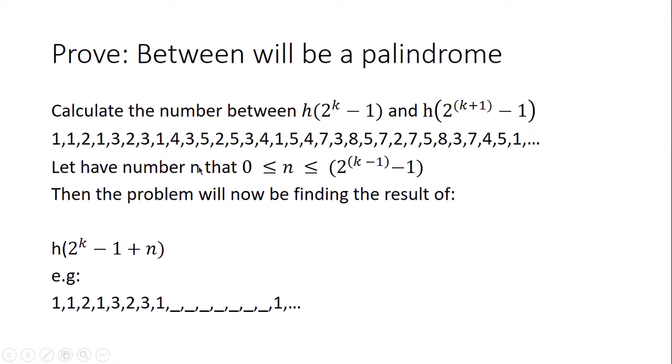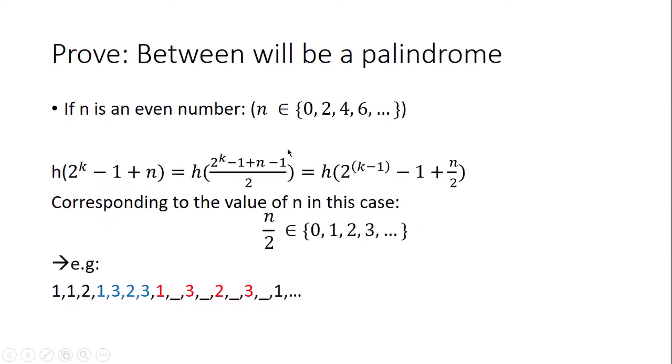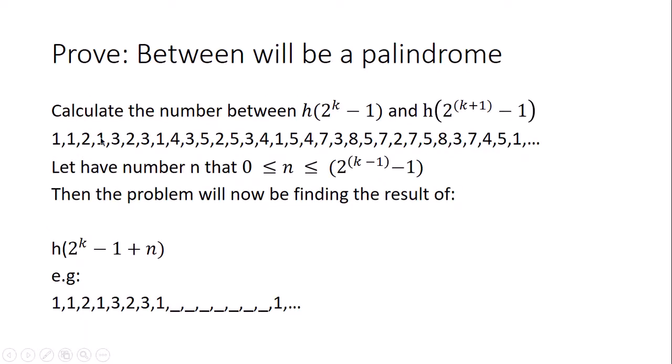If you imagine how I'm choosing n, plus 0 will be here, plus 1 here, plus 2 here, plus 3 here, and the first one. So 4 numbers. The next will have 8 numbers. So the largest n will be 2 to the power k minus 1 minus 1. So that's the way I'm going to declare n. So the problem now shifts to finding the result of f(2 to the power k minus 1 plus n).